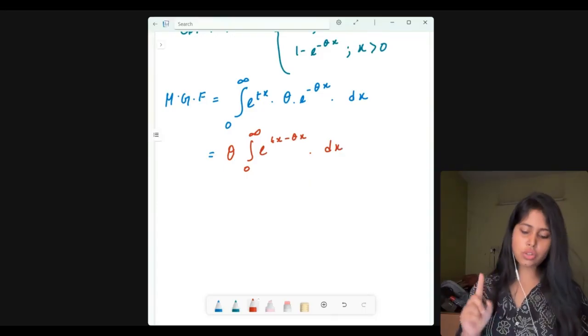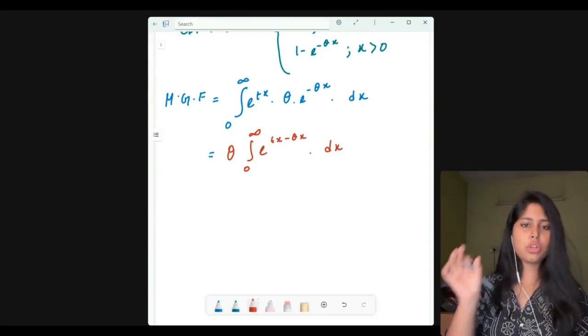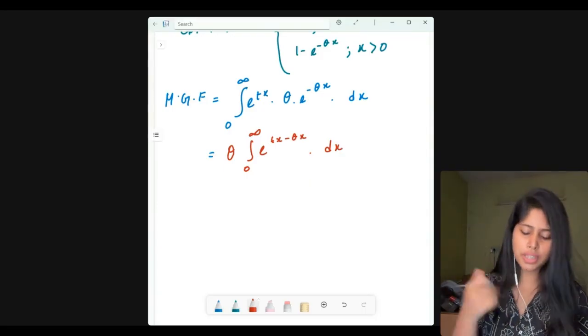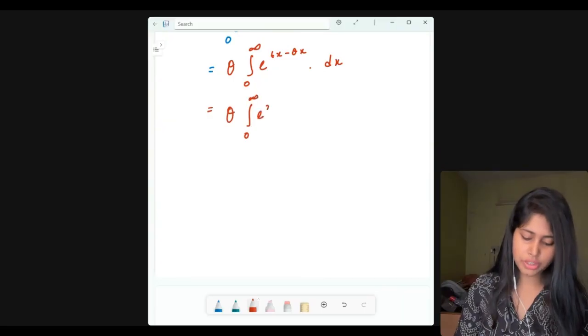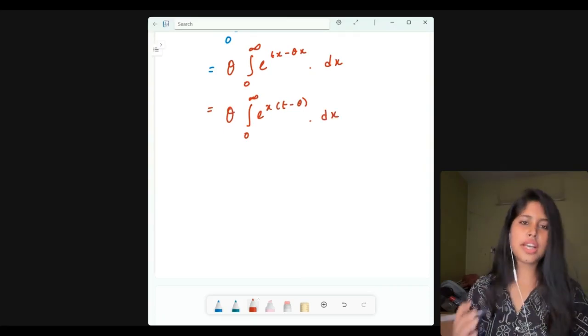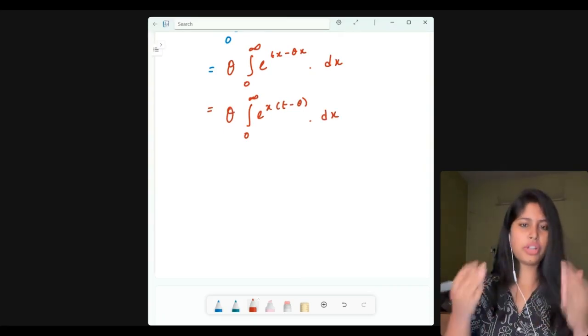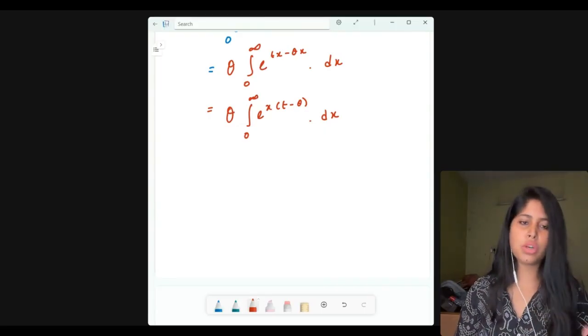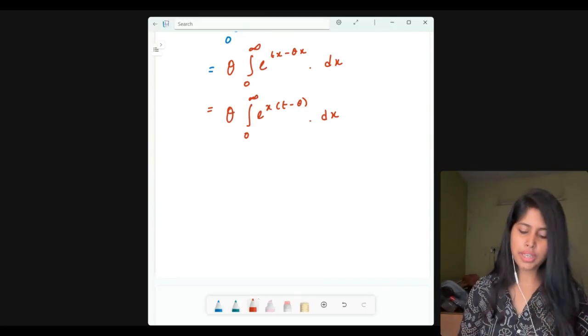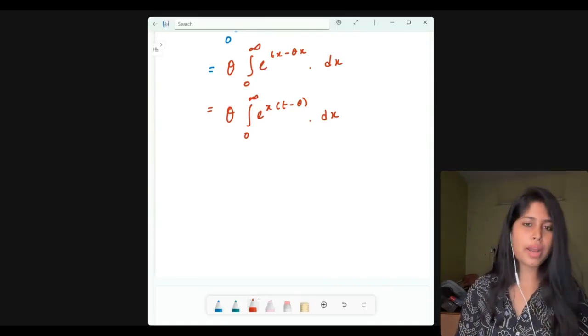Now here also you can take x common in the power section. If you take x common, then what are you left with? Theta, integral from 0 to infinity of e to the power x into t minus theta dx. Now here again we have the form of e to the power ax to integrate. If you take the integral of it, you get e to the power ax by a, right? So what is our a here? That is t minus theta.